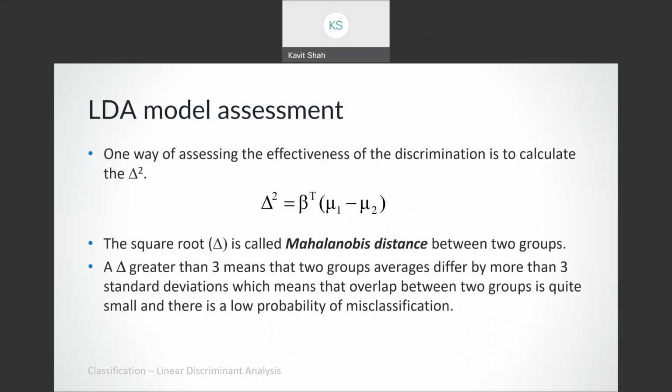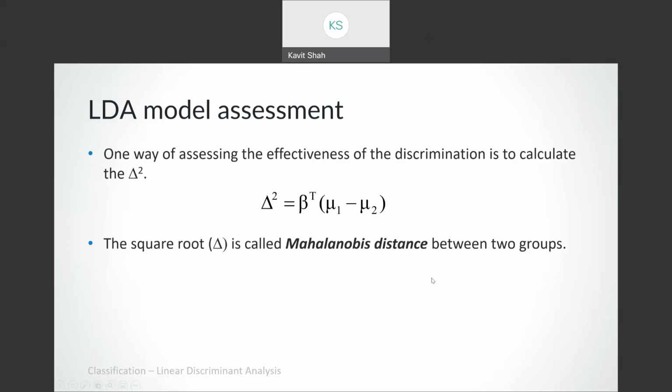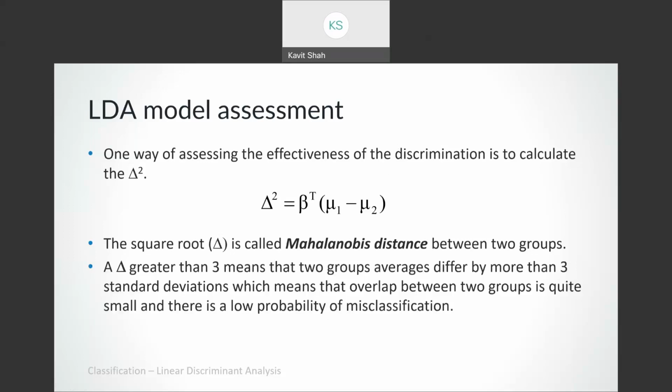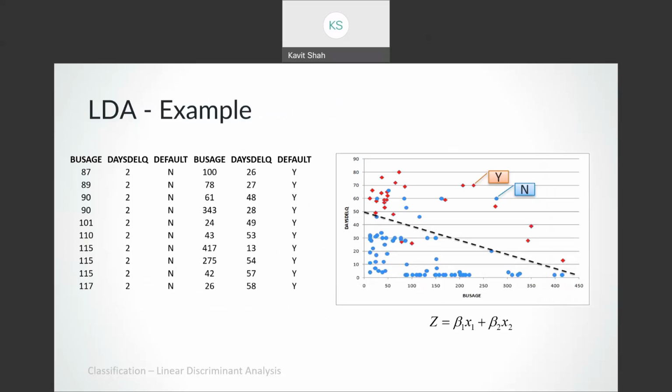Now, in order to assess how the LDA method performed, we can see that if delta is larger, then the LDA method is performing well and it's separating the two classes ideally. Suppose we have delta greater than 3, then it would mean that the overlap of standard deviations between the groups is quite small, and that there is a low probability of misclassification. So we would have very little overlap.